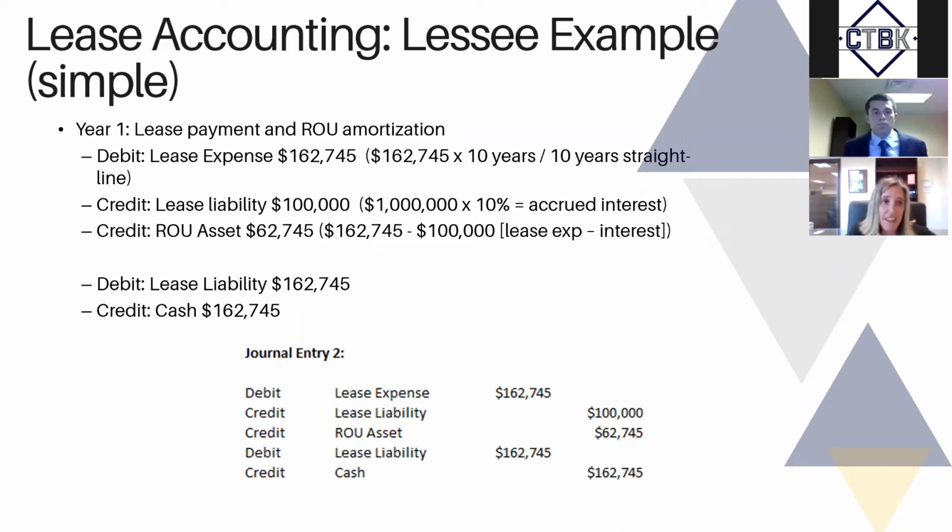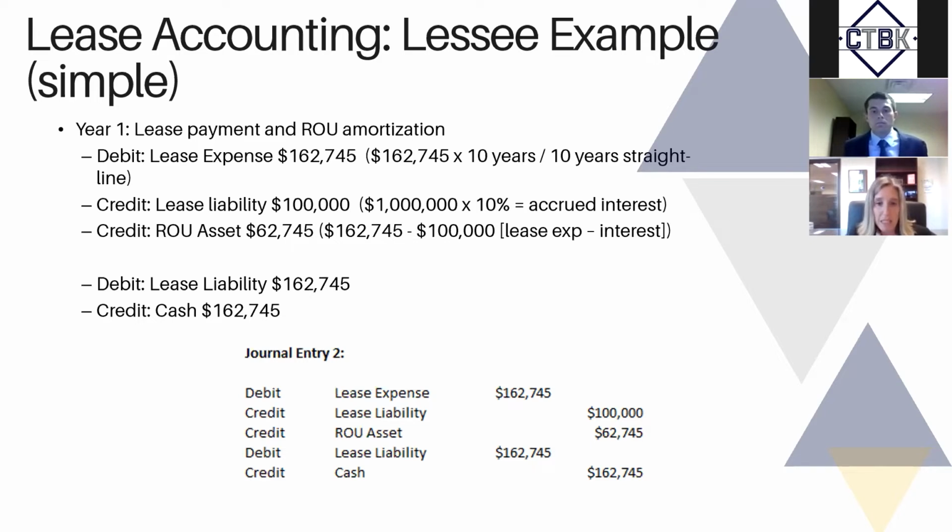In addition, at the end of year 1, I'm actually going to make a lease payment. So I am going to debit my lease liability for $162,745, reducing it by that first payment, and credit my cash as I made the payment. So we did break it down below in the journal entry, so you can see the 2 separate parts. You can see that we debited the lease expense, credited the lease liability, credited the right of use asset, debited the lease liability, and credited cash.